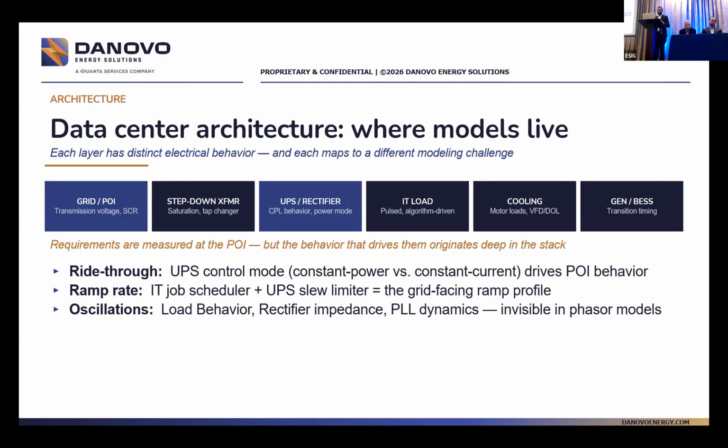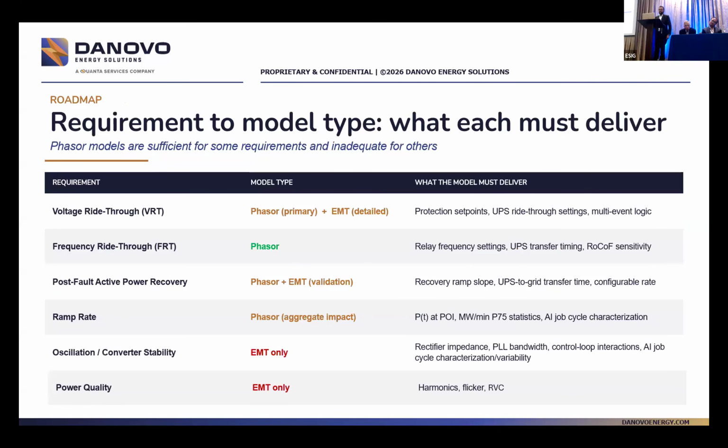But then you're going to see that I make the mistake of mixing it in a few slides. But anyways, they're all different concepts, different phenomena. And then we have the oscillations, right? The load behavior, PLL dynamics, rectifier impedance. A lot of that is invisible in the phasor domain, which is naturally why we have to transition to EMT. Now, this is kind of the first stab at the mapping, right?